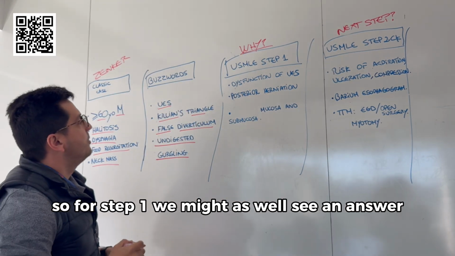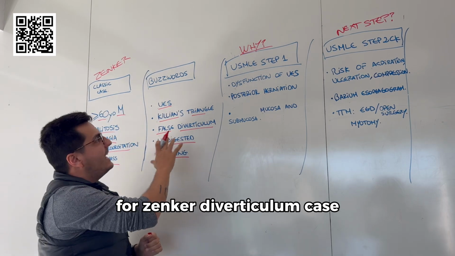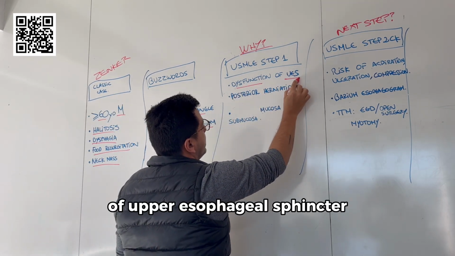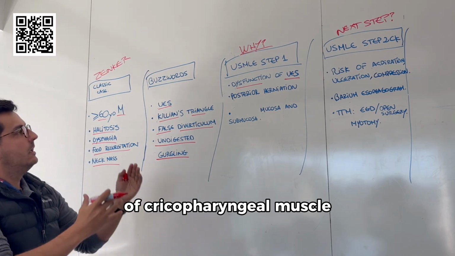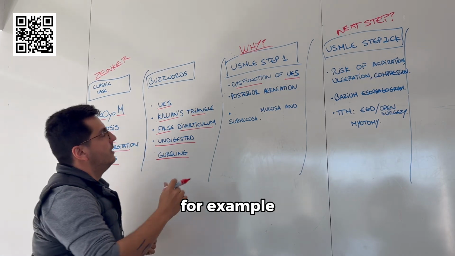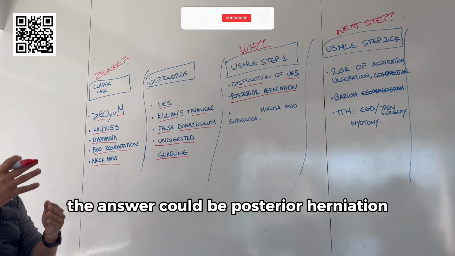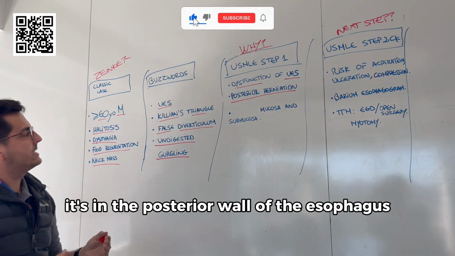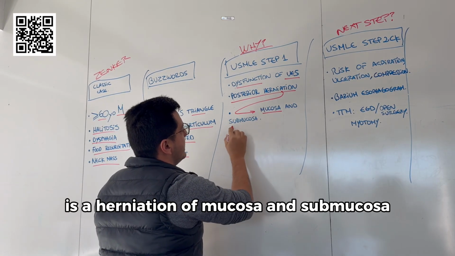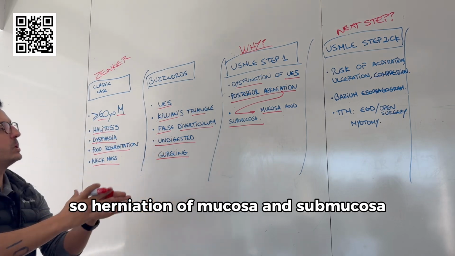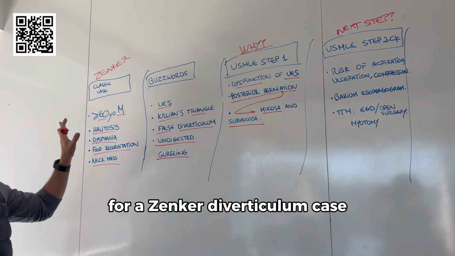So for step 1, we might see an answer for a Zenker diverticulum case such as dysfunction of the upper esophageal sphincter, for example, or overcontraction of the cricopharyngeal muscle. The answer could be posterior herniation, testing whether you know it's in the posterior wall of the esophagus. And this is a herniation of mucosa and submucosa. So herniation of mucosa and submucosa could also be a possible answer for a Zenker diverticulum case.